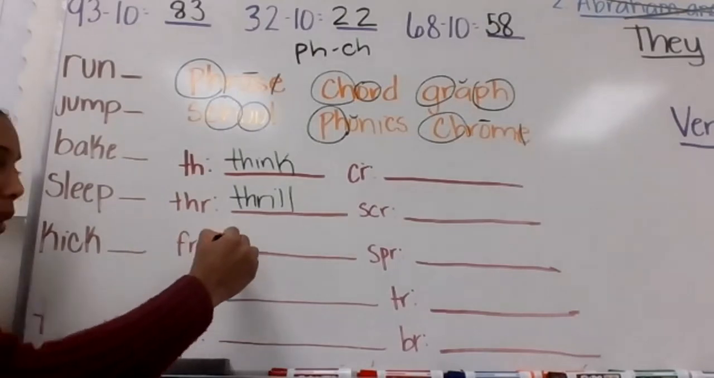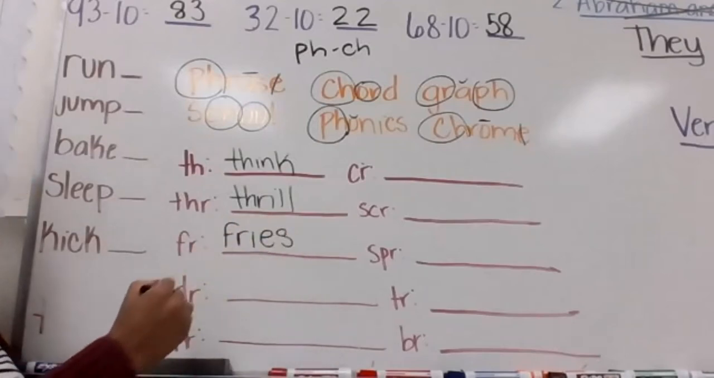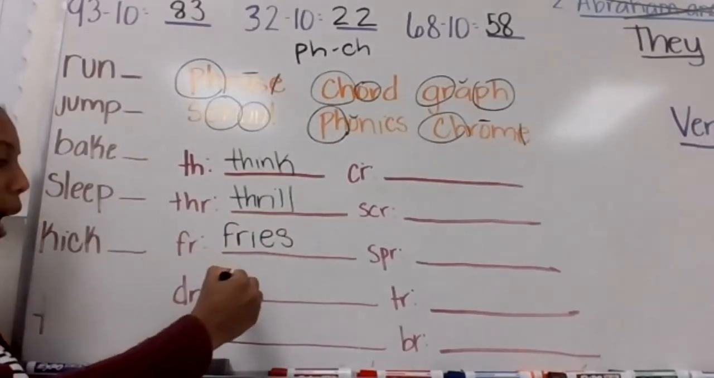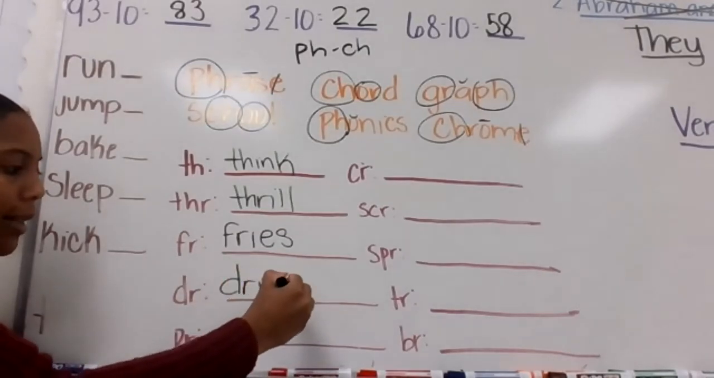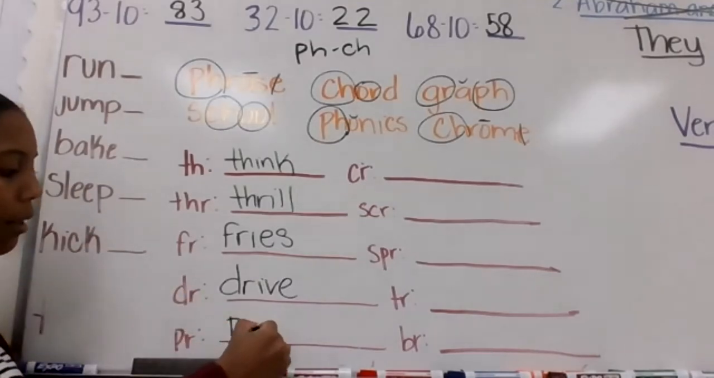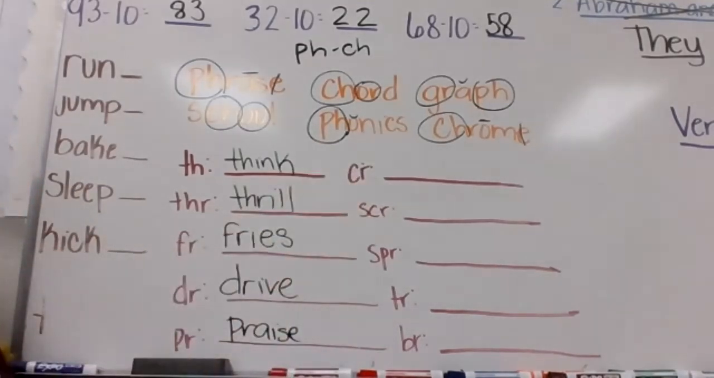Fries. Next, I have DR, drr, like in drum. Drive. Next, I have PR, purr, like pray. Praise. I have CR, crr, like crab. Crest. Like crab brothers.